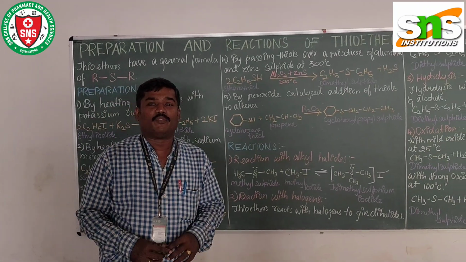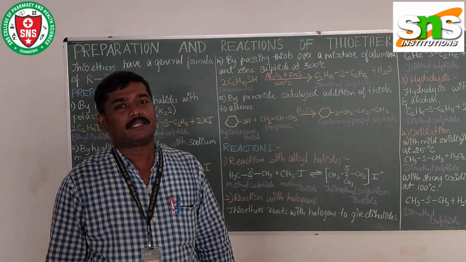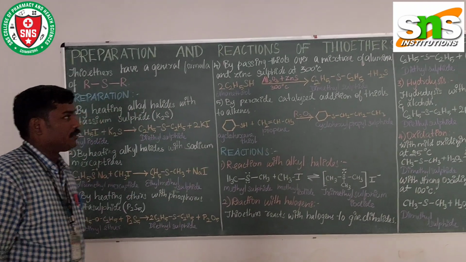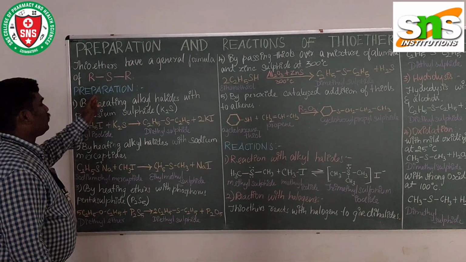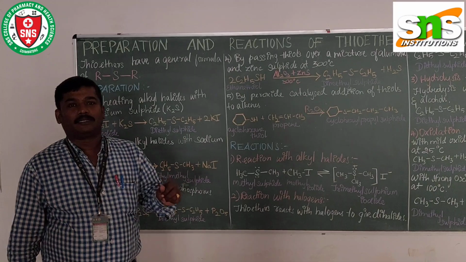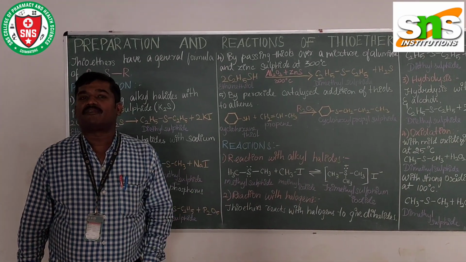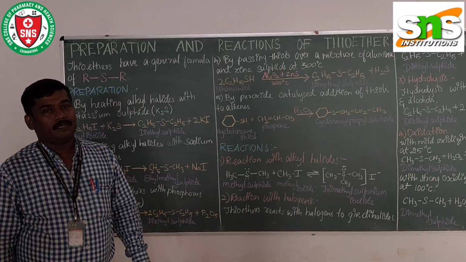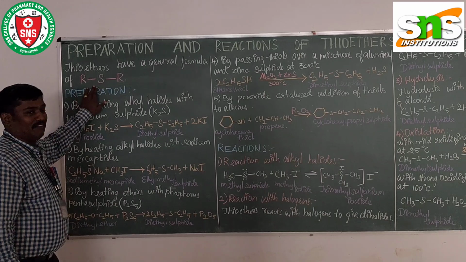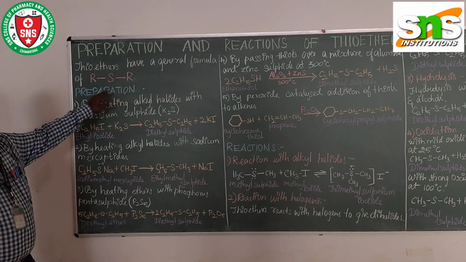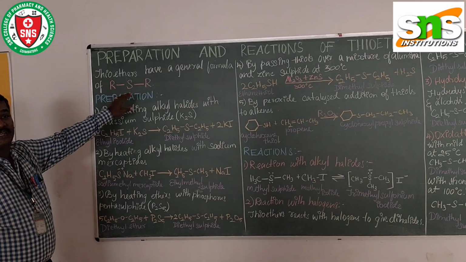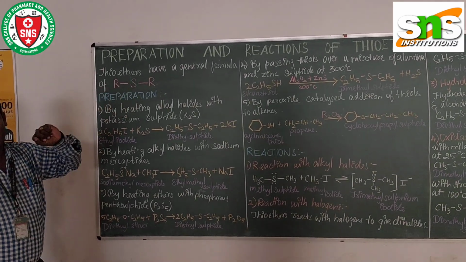Hello everyone. Now we are going to discuss the preparations and the reactions of thioethers, otherwise known as sulfides. Normally we might have heard the term ether. They have the general formula ROR. Thioethers have the general formula RSR. This is the general formula for the thioethers or sulfides.